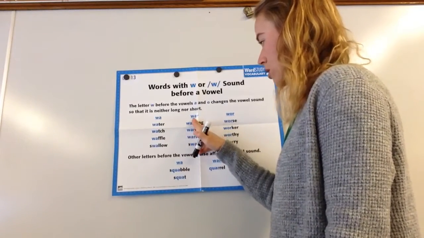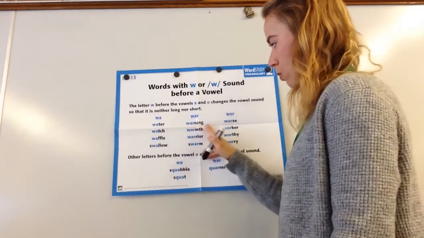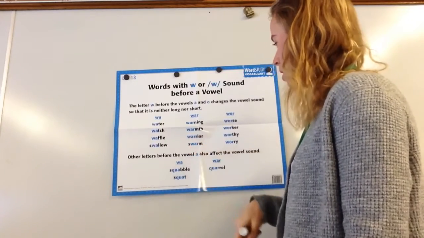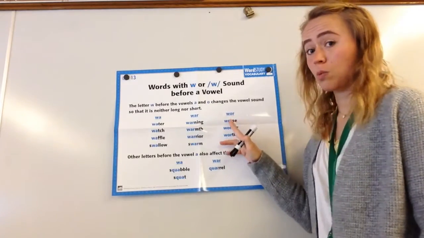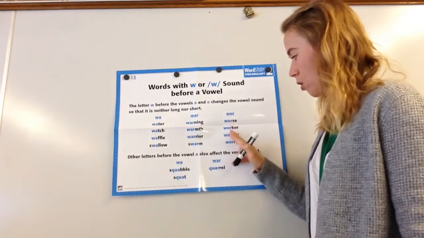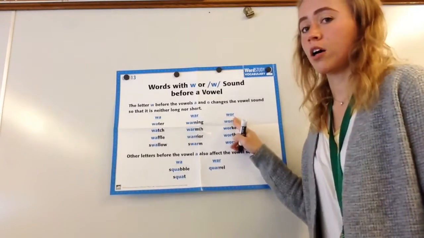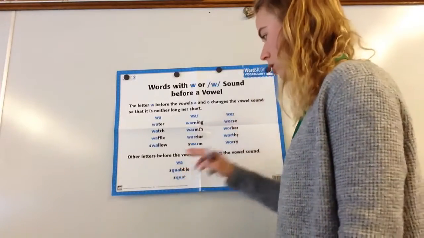My next spelling pattern will be war, in the words warning, warmth, warrior, and swarm. My next spelling pattern will be were. It sounds like were in the words worse, worker, worthy, and worry. So that's W-O-R. It sounds like were. It looks like war, but it's were.